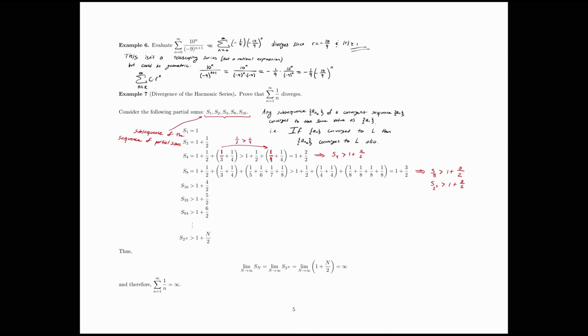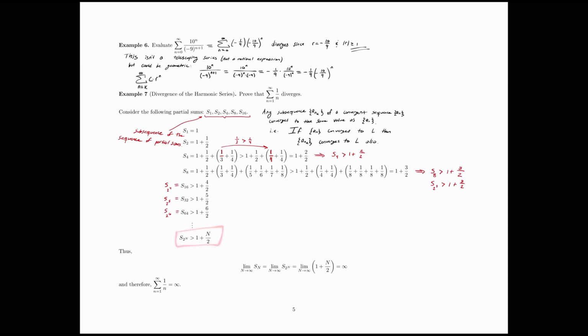And the same thing can be done here. S sub 16 is s sub 2 to the 4, and that is strictly greater than 1 plus 4 halves. S sub 32: 32 is 2 to the 5th, so s sub 2 to the 5th is strictly greater than 1 plus 5 halves. 64 is 2 to the 6th, so s sub 2 to the 6th is strictly greater than 1 plus 6 halves. So as a pattern, s sub 2 to the n is strictly greater than 1 plus n over 2.